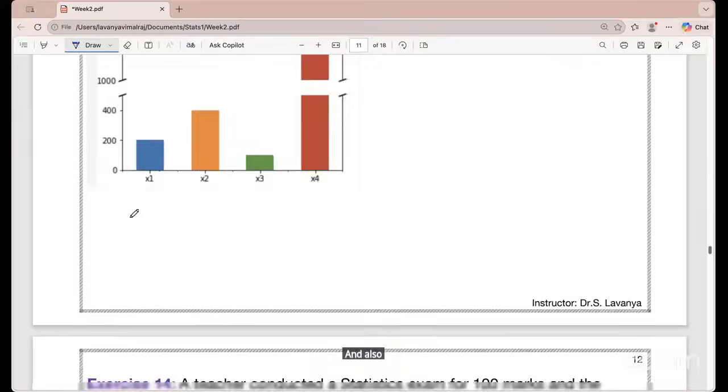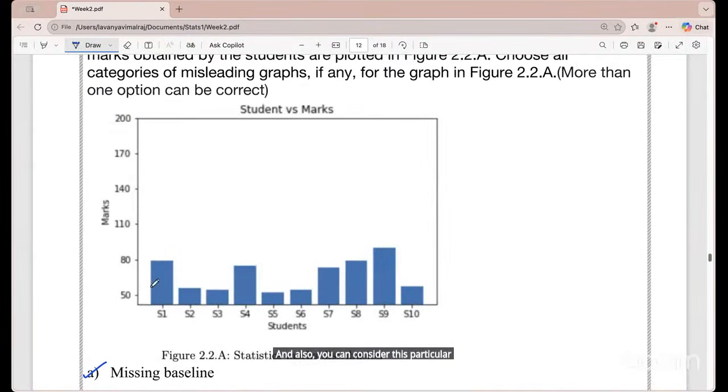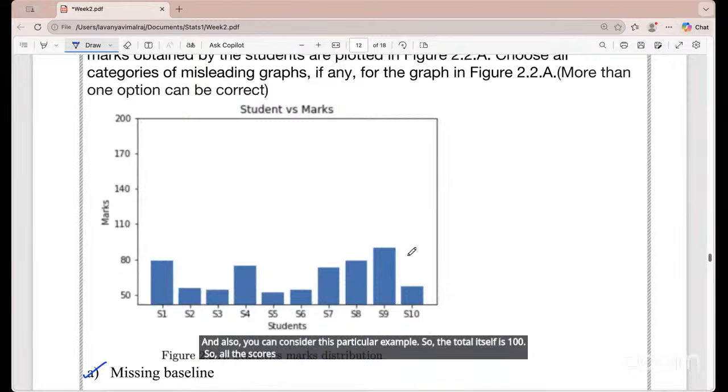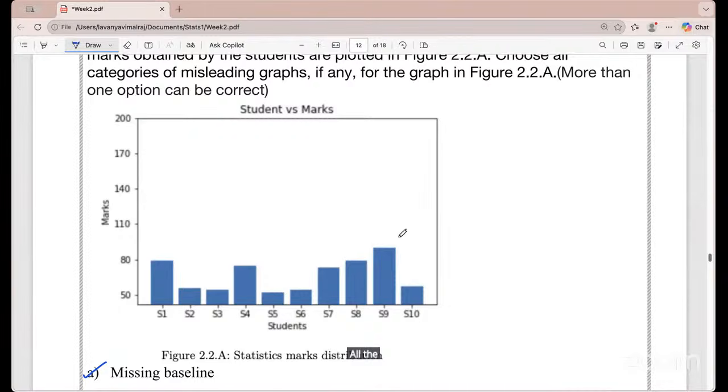And also you can consider this particular example. The total itself is 100, so all the scores are just out of 100. But here in the y-axis, you are considering up to 200, which makes us feel that all the students have got very low marks. So this is another kind of manipulation of the y-axis.